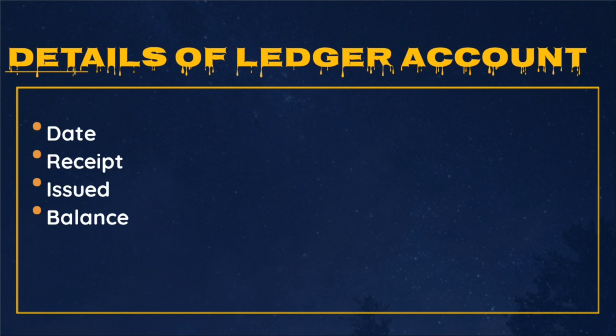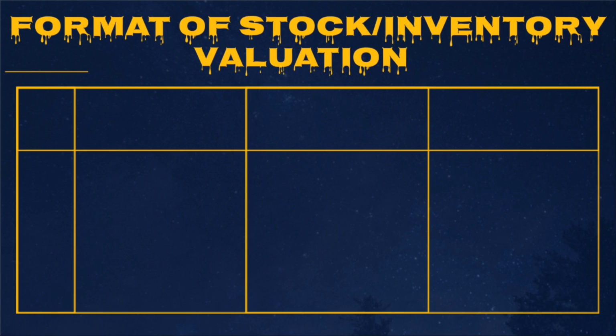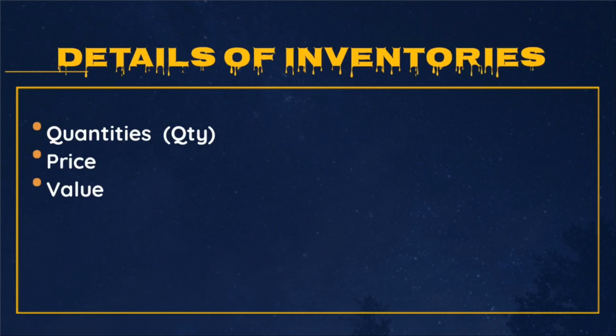So let's look at the format of the inventory valuation account. Just like I said, we have the 4 columns. The first column is for the date. The second column is for the receipt, that is to record the details of the goods that are received into the store. The third column is meant for the inventories that are issued out from the store, while the last column is meant for the balance. So we have the date, the receipt, the issue, and the balance. For the receipt, issue, and balance, there are some details about the items that have to be taken, and this takes us to the details of inventories.